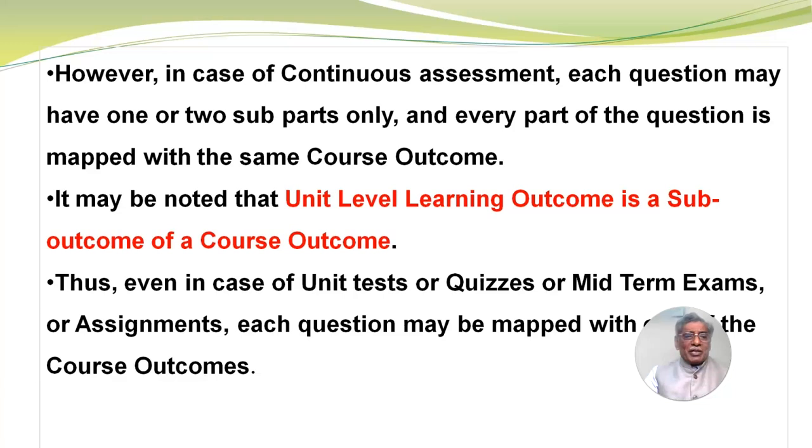However, in the case of continuous assessment, each question may have 1 or 2 subparts only, and every part of the question is mapped with the same course outcome. It may be noted that the unit learning outcome is a sub-outcome of a course outcome. Thus, even in case of unit tests, midterm exams, or quizzes or assignments, each question may be mapped with one of the course outcomes.